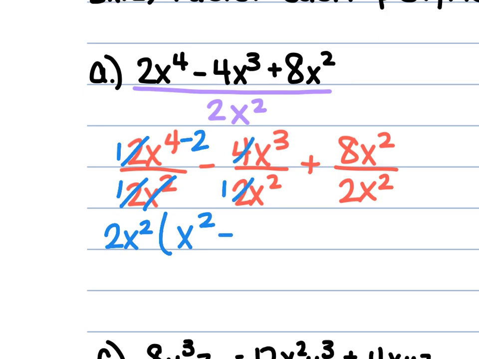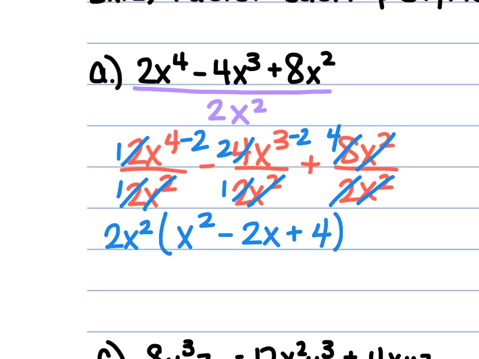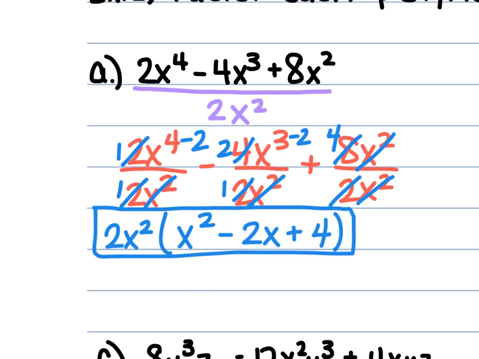The 4 divided by 2 becomes 2. The x cubed divided by x squared, we're going to subtract those 2, and we're going to be left with 2x. For our next term, we have a positive. Then our 2 goes into 8 4 times. The x squared are both the same, so they cancel out as well. So our solution here is 2x squared times x squared minus 2x plus 2, plus 4.